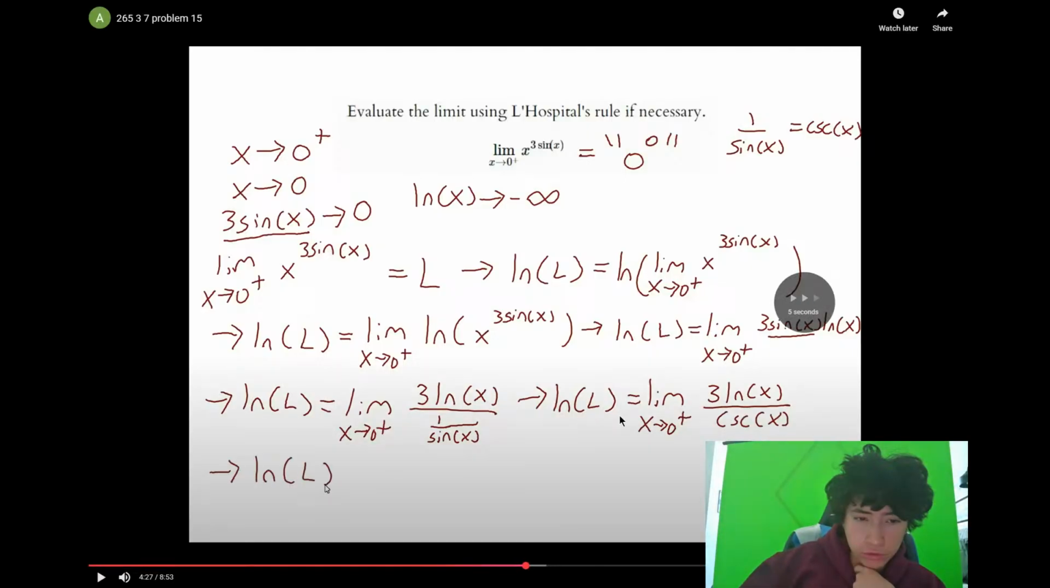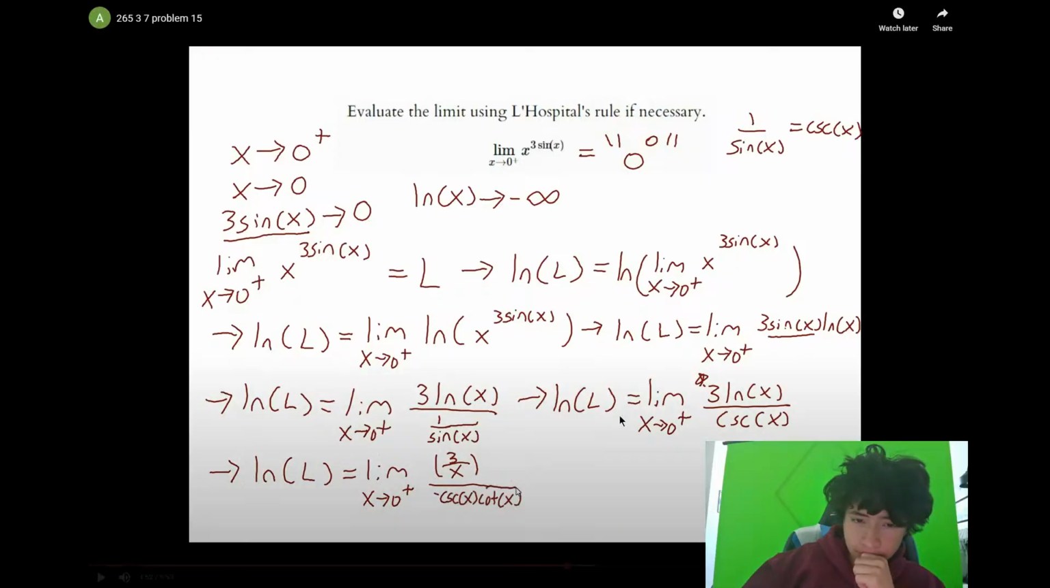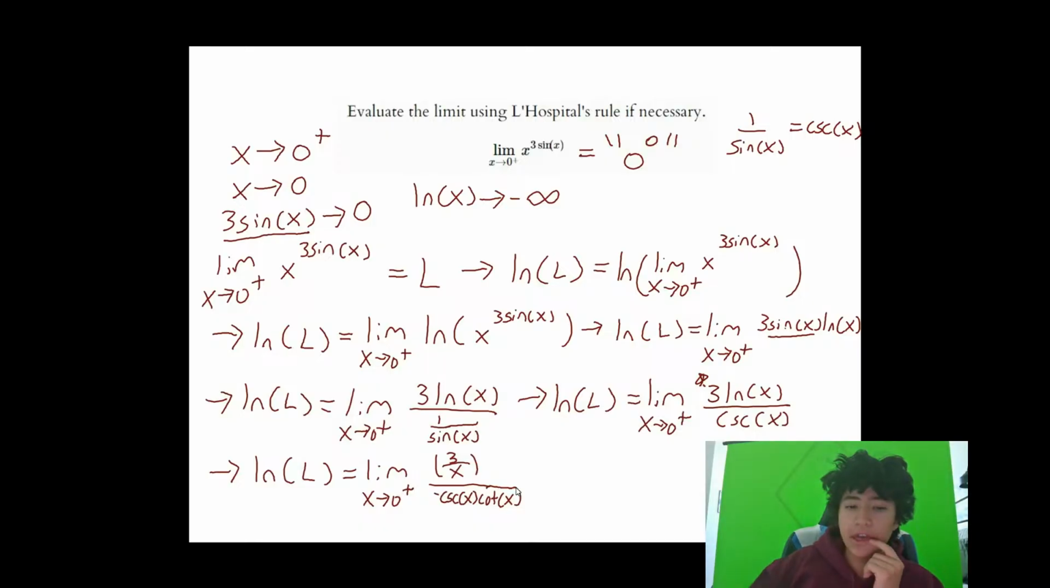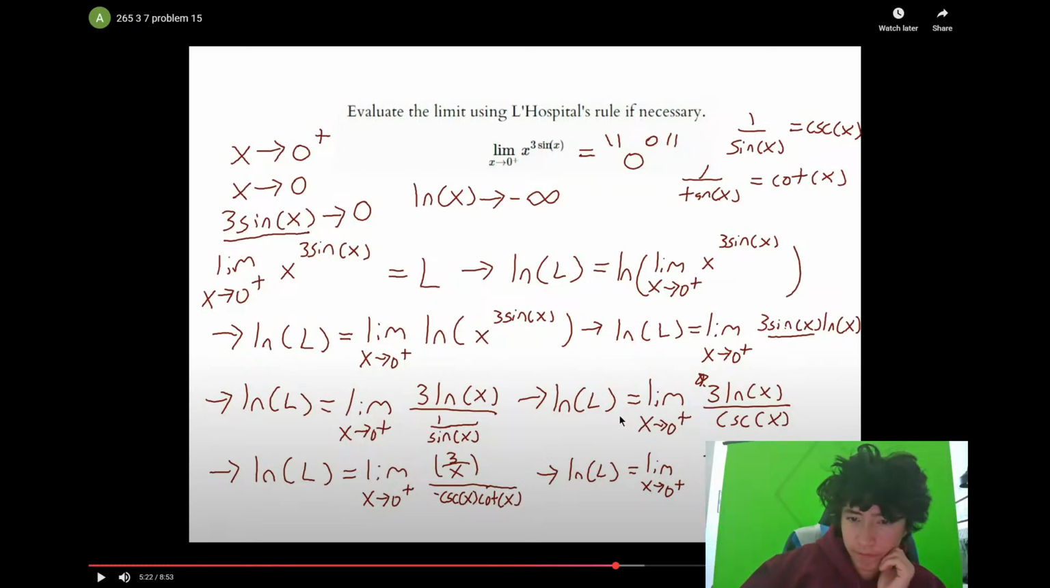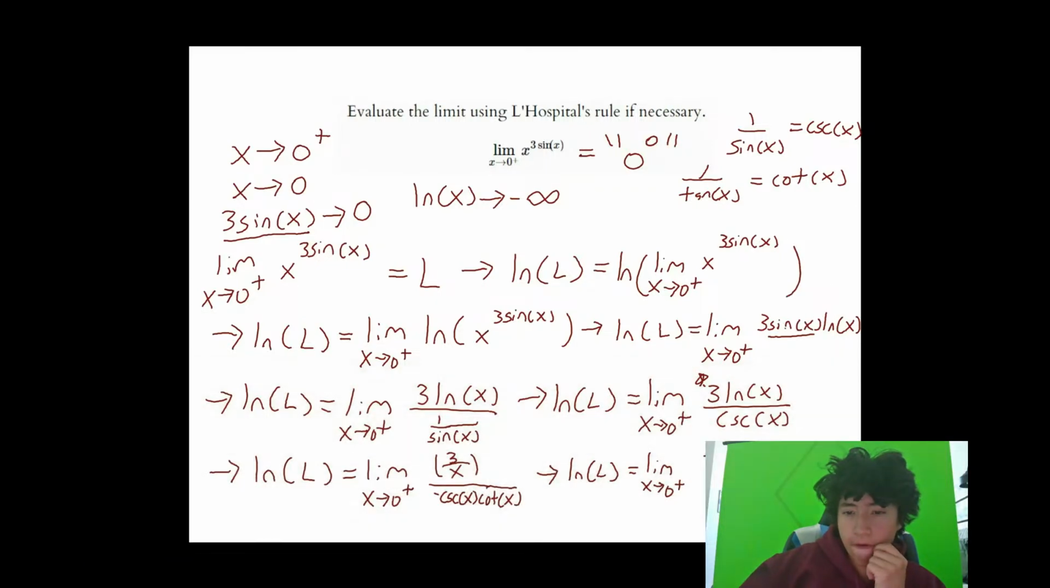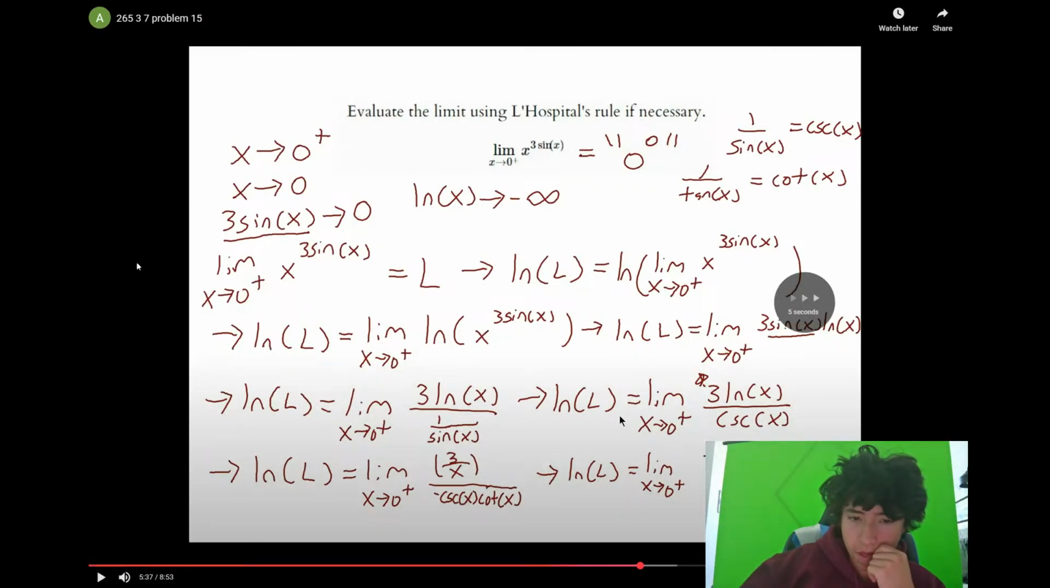And what does that equal to? That is going to be negative infinity over... wait, 3 over x. Oh, that's right. Cotangent of x. Yeah, so he applied the derivative again. Wait, for real? That's what he did. Okay. Oh boy, now we had to do all of that. This is going to get tricky.